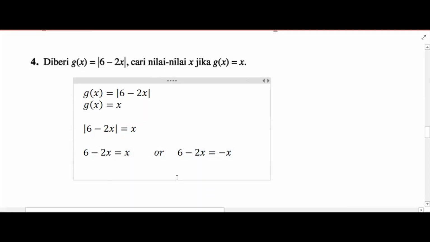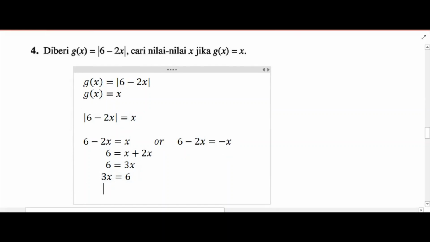Okay, so here I will move the negative 2x to the right hand side. Because this is negative, this is positive, I will move to the positive side. Saya akan pindah negative ke positive sana. So, x plus 2x. Okay, x plus 2x is what? 3x. So 3x, I rearrange that. 3x is 6. 1x, 6 over 3. 6 bagi 3, 2.